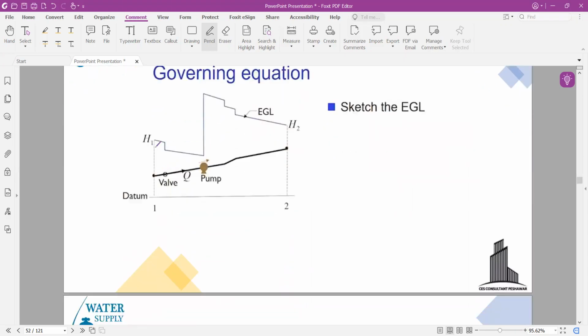So considering a total head at H1, when the fluid flows through the pipe, the major losses occur due to the friction between the pipe and the flow. When it reaches the valve, due to the minor losses, a drop in the energy grade line occurs. Similarly, losses occur as the fluid flows through the pipe and reaches the pump. The pump provides head to the fluid, so an increase in the energy grade line occurs.